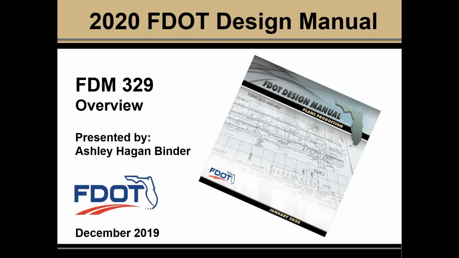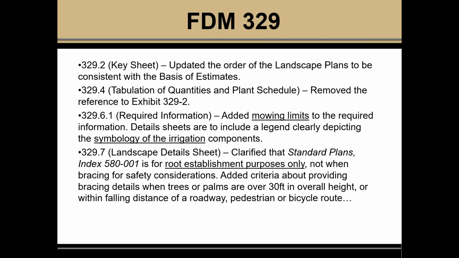This is just a brief update of our Chapter 329 in the FDM, the 2020 version. Section 329.2, the key sheet, was updated to show that the landscape plans are to be consistent with the basis of estimates. Section 329.4, tabulation of quantities and plant schedule. This was updated. The reference to Exhibit 329-2 was removed.